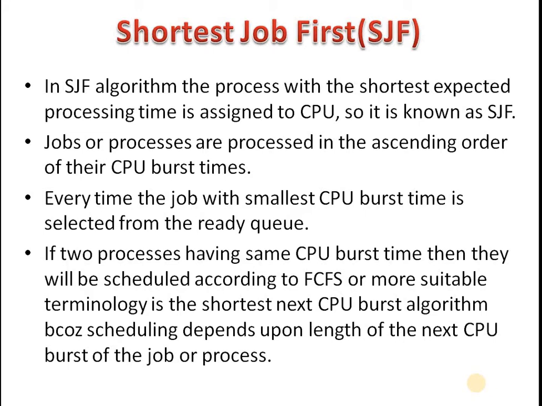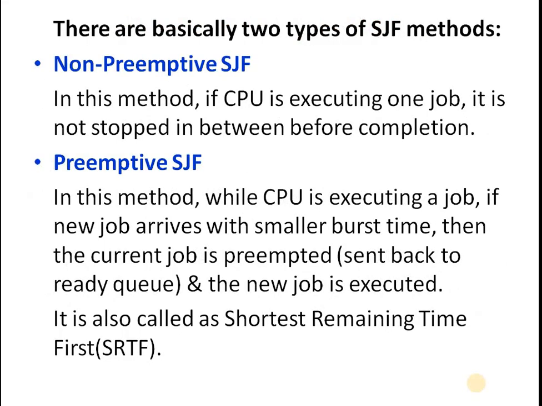If two processes have the same CPU burst time, then they will be scheduled according to FCFS, that is first come first serve. In short, shortest job first scheduling works on the process with the shortest burst time or duration first. This is the best approach to minimize waiting time. Shortest job first has two methods, that is non-preemptive SJF and preemptive SJF.